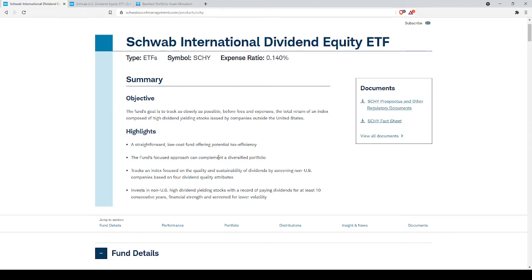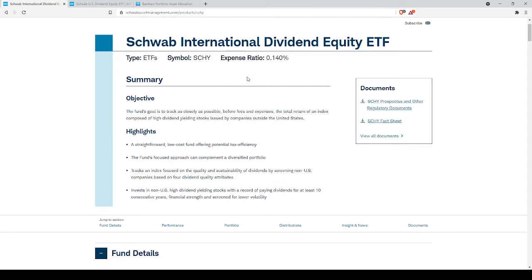Its biggest thing is that it says it's going to invest in non-U.S. high dividend yielding stocks with a record of paying dividends for at least 10 consecutive years, financial strength, and screened for lower volatility. Now, I haven't gone over the prospectus in total detail, so one thing I would do before investing in this is learning what they mean by financial strength and low volatility. Do they mean companies with good balance sheets? Are they talking about payout ratios? Are they talking about companies whose tickers don't move a certain amount? I'd want to go over that to make sure I know what exactly their strategy is before I go into it.